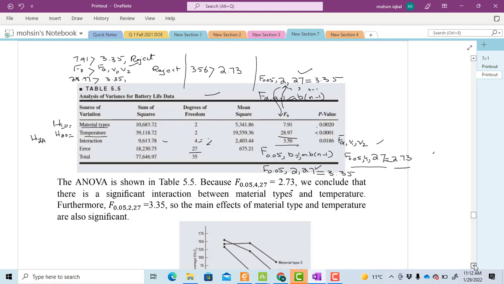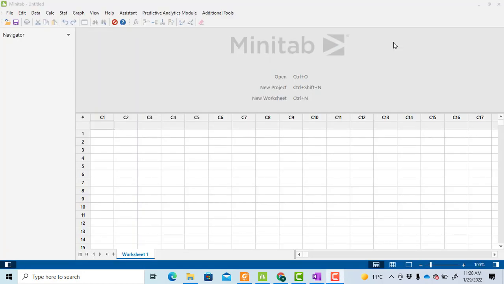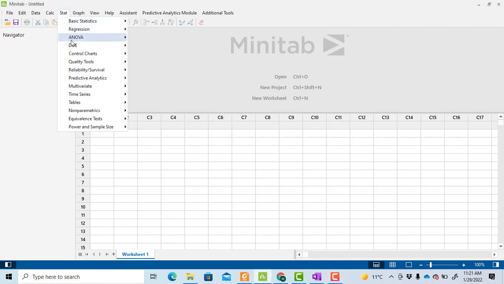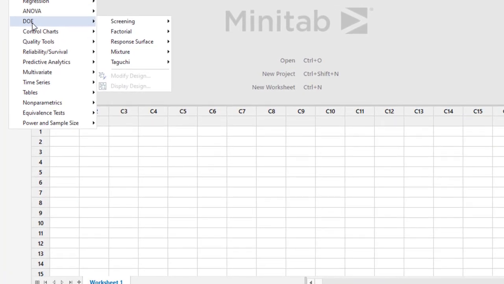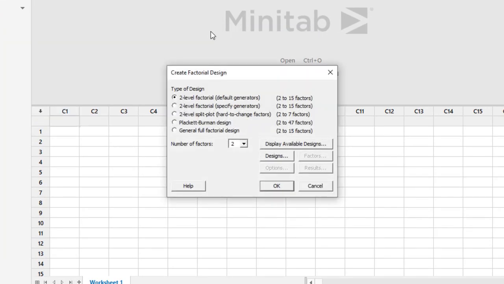Now we will move towards making these main effect plots, which we can also do by using Minitab. So I am going towards Minitab and I will first formulate the full factorial design for you, and then I will conduct the analysis in Minitab. Open Minitab, go to Stats, then DOE, meaning design of experiment, then Factorial Designs. Click on Create Factorial Design.